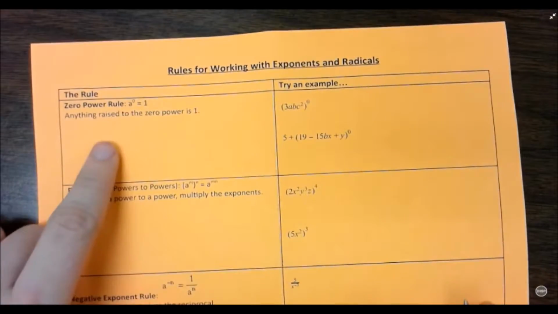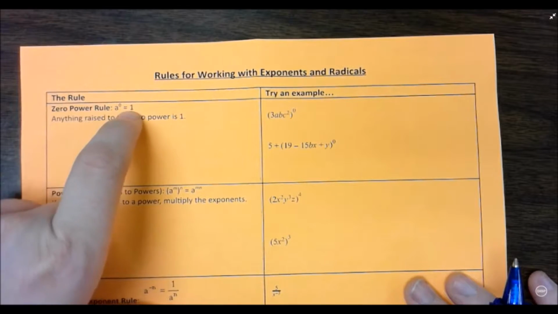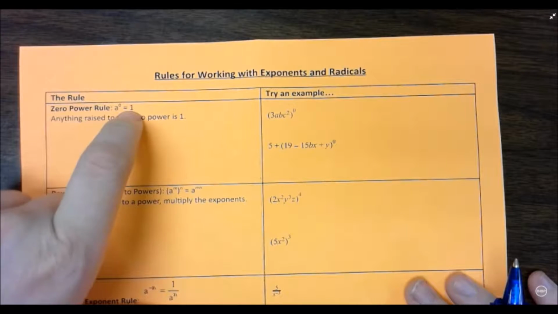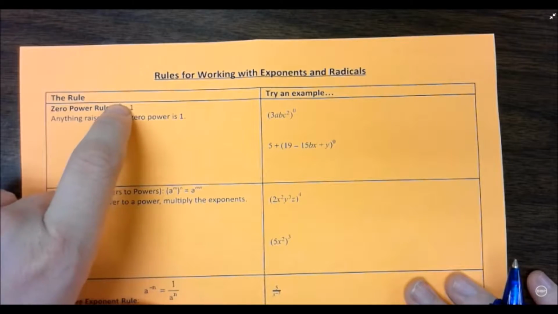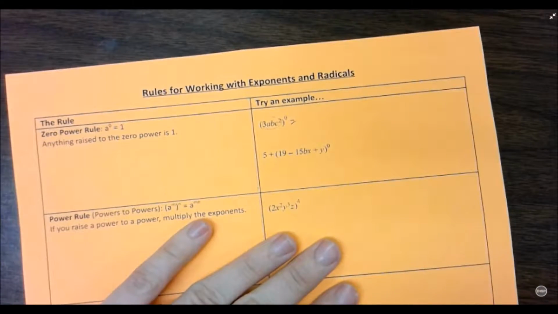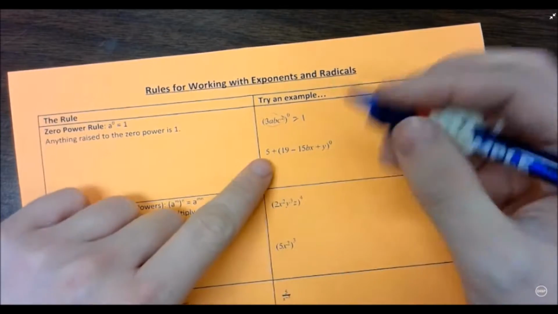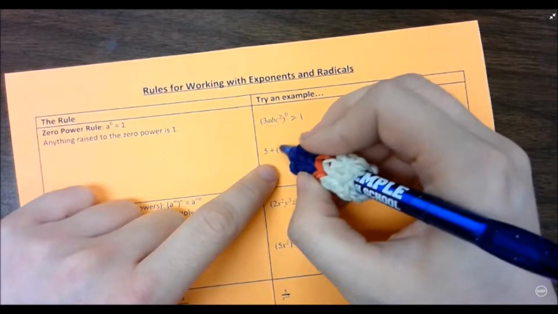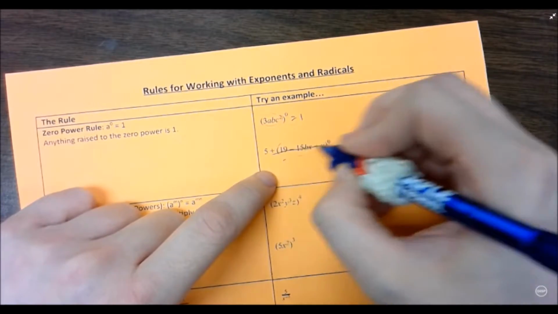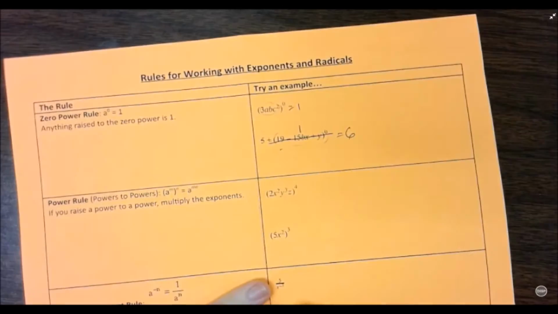power. So the 0 power rule, anything to the 0 power is 1. Kids are really tempted to say 0, but it's not. Anything to the 0 power is 1. So this whole mess, all raised to the 0 power, is 1. Don't overthink it, it's 1. Next one, this whole mess raised to the 0 power is 1. And then 5 plus 1 is 6.